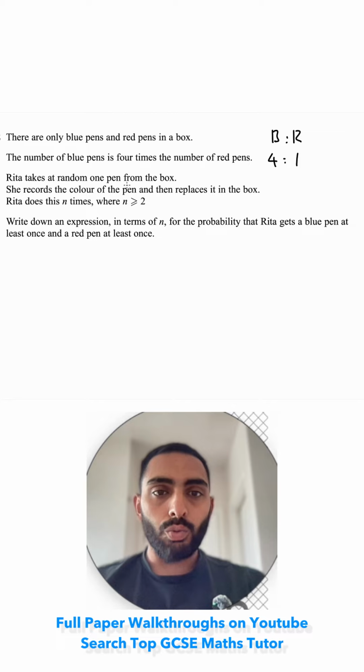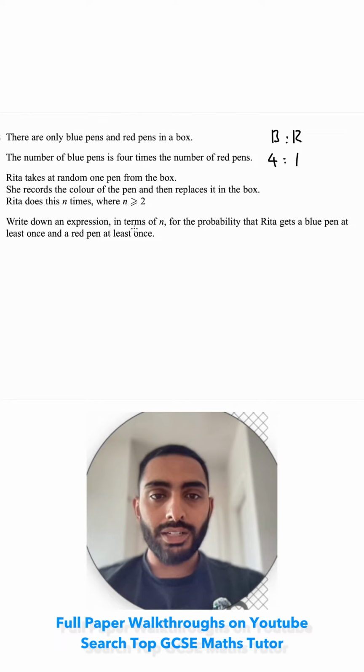Rita takes at random 1 pen from the box. She records the colour of the pen and then replaces it in the box. This is quite important. Because she's replacing it, the probabilities won't be changing. They're going to stay the same every time. Rita does this n amount of times where n is greater than or equal to 2, so she's going to repeat this more than 2 times.